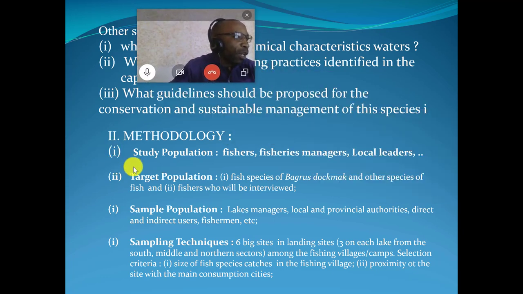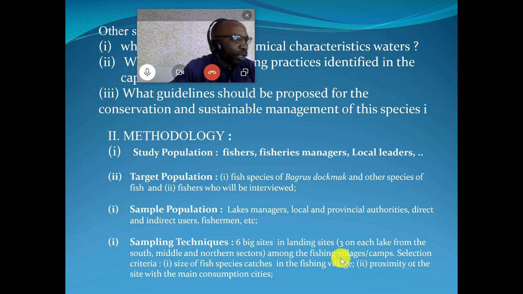In terms of methodology, the study population is mainly made of fishers, fisheries managers, and local leaders. In terms of target population, we are targeting fish species of Bagrus Docmak and other species of fish, and secondly, fishers who will be interviewed. In terms of sample population, lake managers, local and provincial authorities, direct and indirect users, and fishermen are the sample of the population. In terms of sampling technique, six big sites in land sites were chosen, three in each site from the northern, middle, and south.